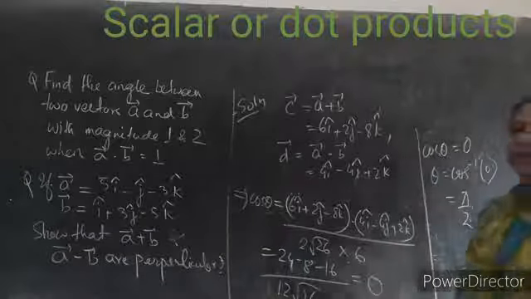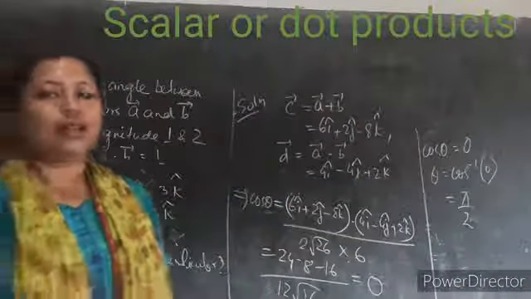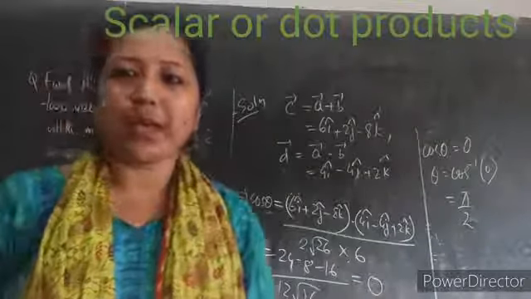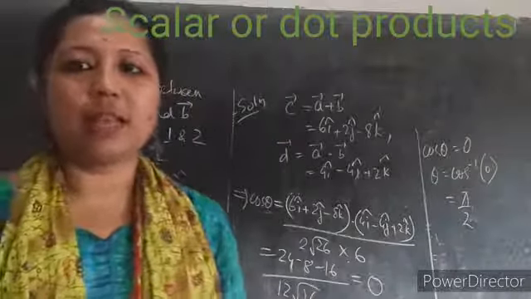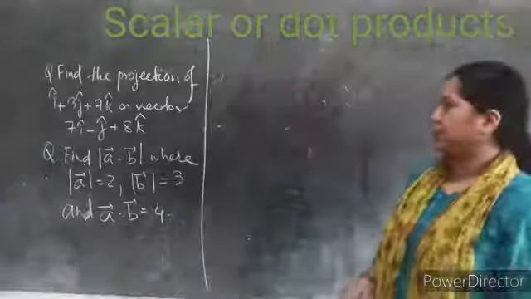That means the angle between the C and B vector is coming to be what? 90 degrees. That means perpendicular. So in this way we try to solve the equation using the dot product. Okay students, so let us see the next two questions.